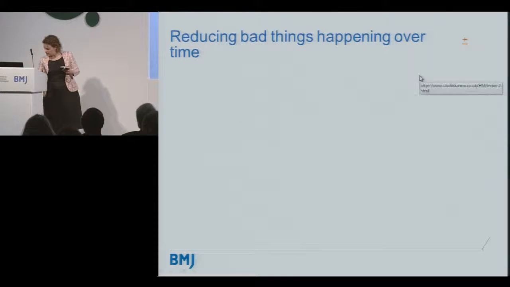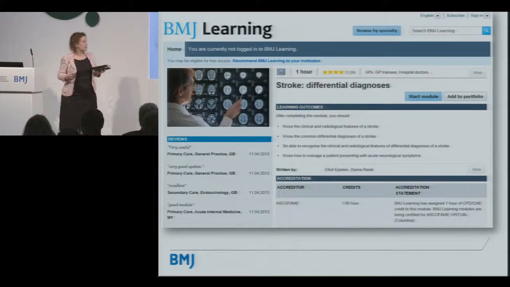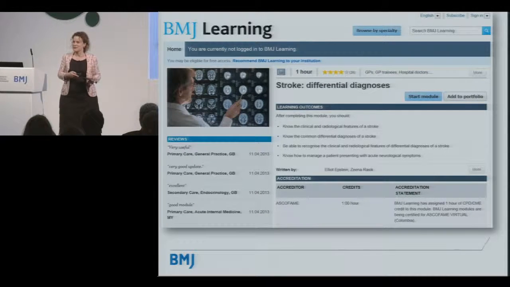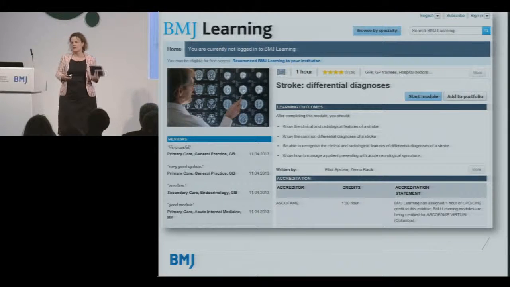So I'm just going to go back to the presentation now. And there's the graph overall. So, BMJ Learning is my baby, just going back to professional education. This is a learning module we've done about stroke. Like I've done here, we had some learning outcomes. E-learning, per se, is an example of how we can change knowledge quite easily.